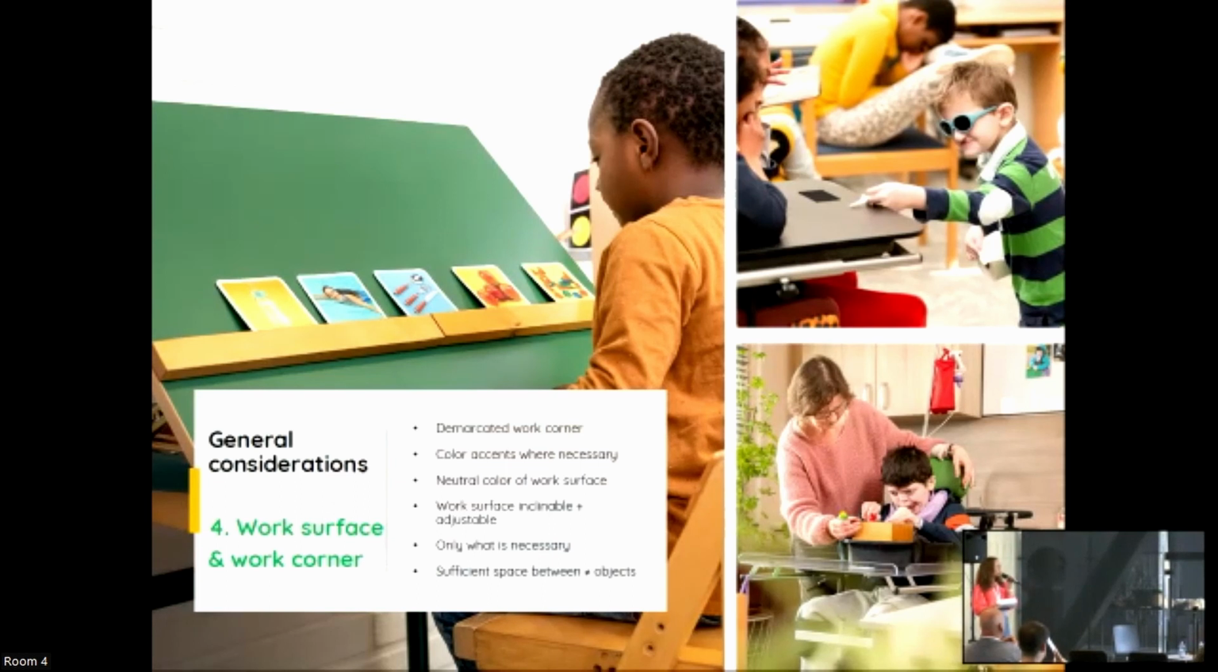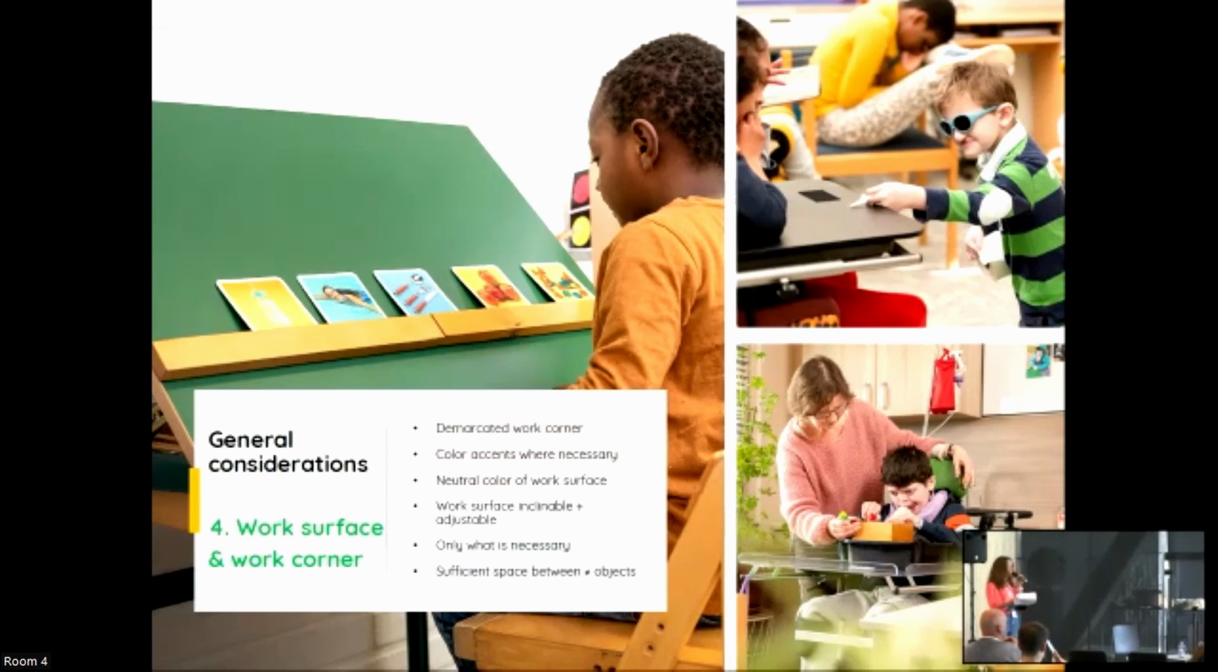The fourth one is the work surface, the work corner. How do we organize that one? For example, like you see on the picture, the school desk, but it can also be a dining table. It can also be the bathroom.